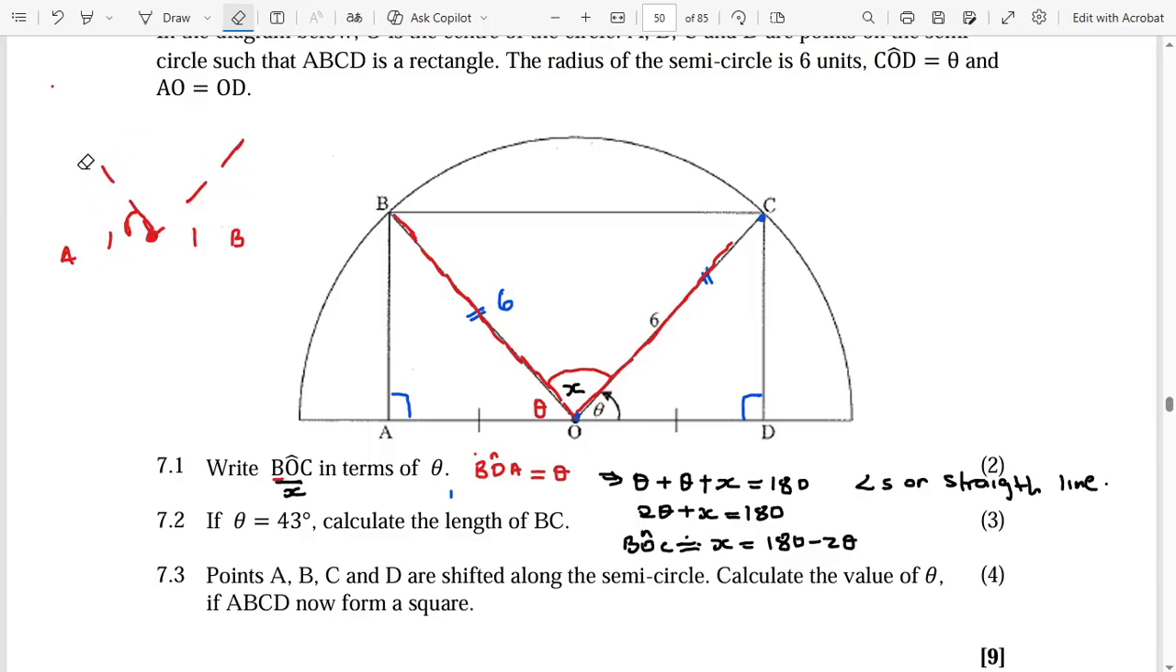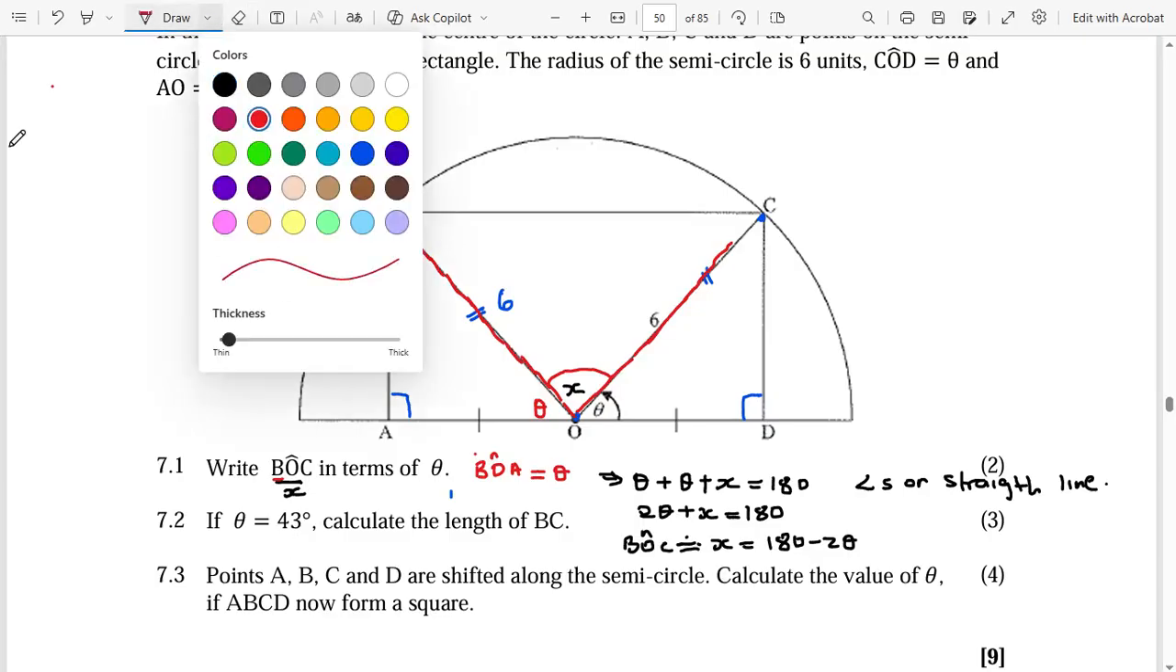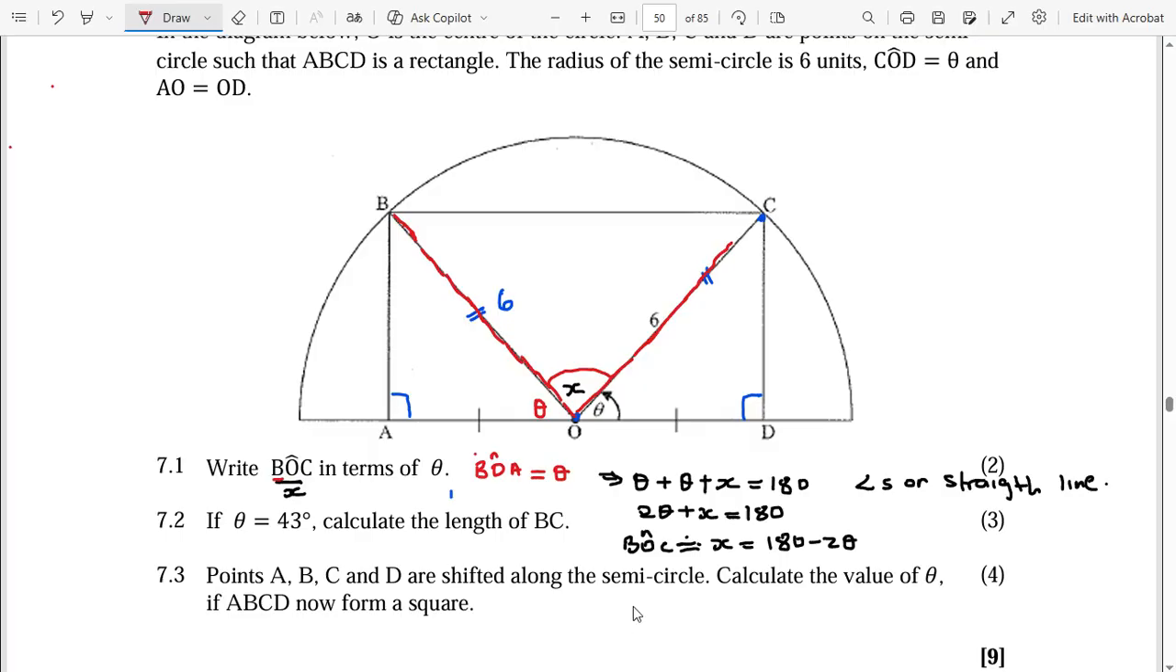Okay, let me move to the next one and see what I can do from that next question. The next question says that if theta is 43 degrees, calculate the length of BC. Okay, let me look at my BC. This is BC, this is my length BC.